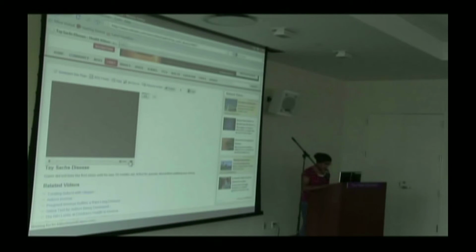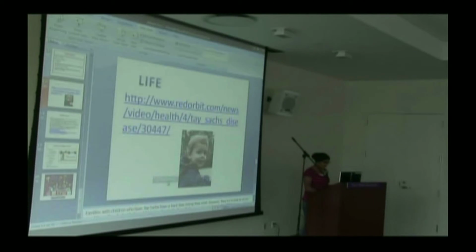Families with children who have Tay-Sachs have a hard time losing their child. However, they try to look at all the good times they had with their child before the death. Ryan Anthony was born on February 19, 2002, who was sadly diagnosed with cancer and died on August 20, 2005, although he fought against the disease. His picture is right here. That was Ryan Anthony.